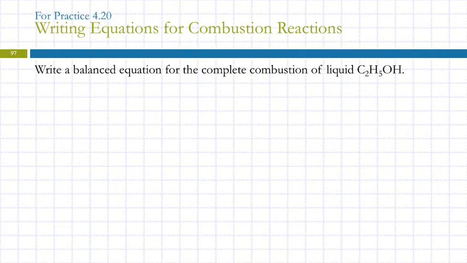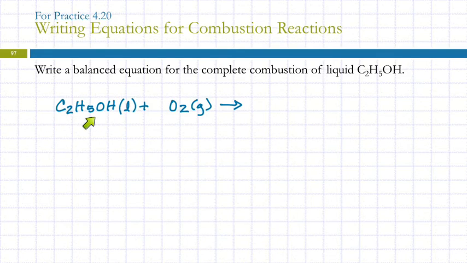Write a balanced equation for the complete combustion of liquid C2H5OH, ethanol. So I've been given one of my reactants, C2H5OH, and I'm told that that's a liquid. What's the other reactant? Oxygen. And what's the formula for that? O2. And what state is oxygen? It's a gas. Okay, so there are the reactants.